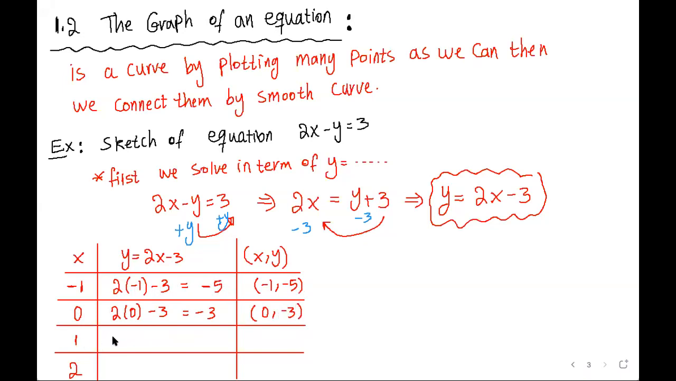Same thing for 1. 2 times 1 minus 3. You get 2 minus 3 is minus 1. So the point is 1 comma minus 1. Same thing for 2. 2 times 2 minus 3. You get 4 minus 3 is 1. So here the point is 2 comma 1.